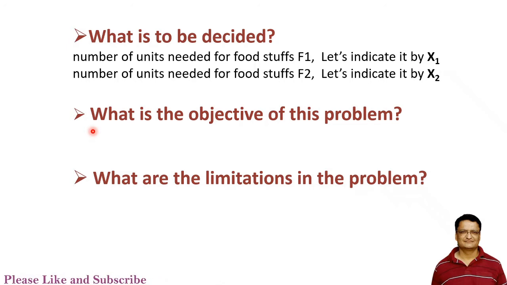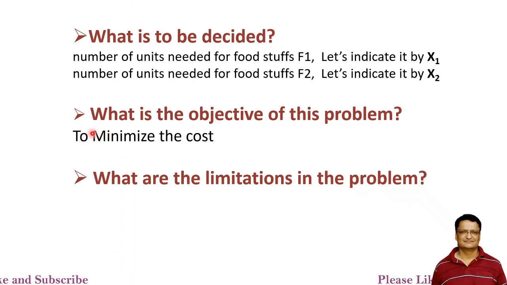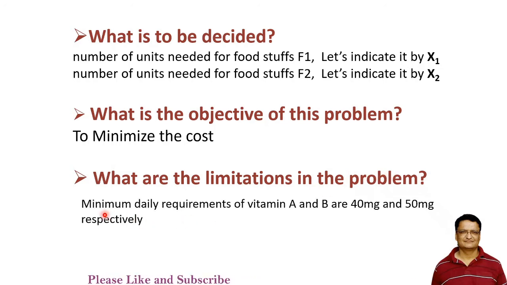Now what is the objective of this problem? Objective of this problem is to minimize the cost. If you read the problem you will understand that the objective is to minimize the cost. And what are the limitations mentioned in the problem? It is mentioned that minimum daily requirement of vitamin A and B are 40 mg and 50 mg respectively. So this is the requirement.